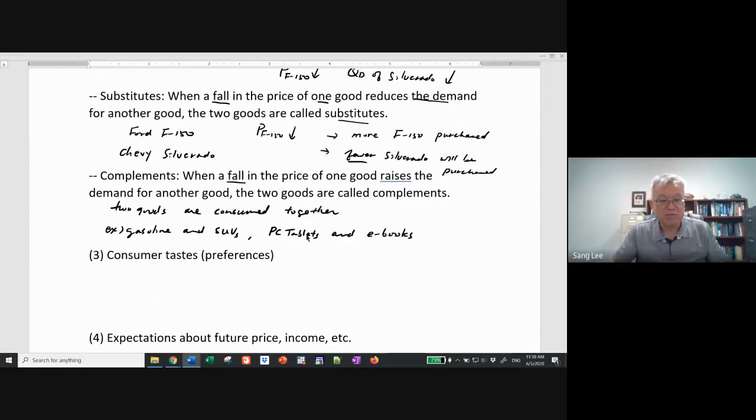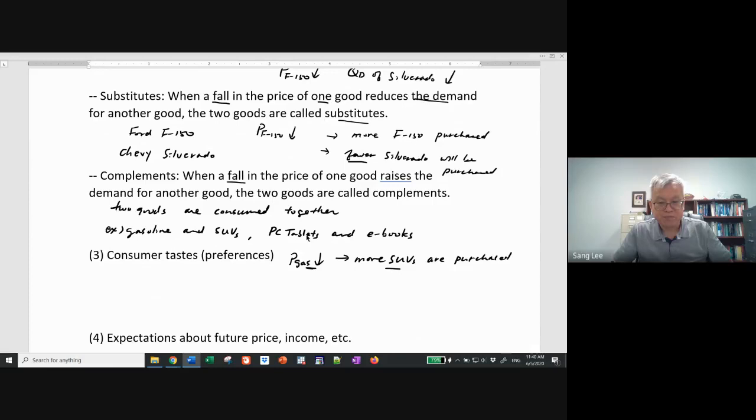So here, for example, the gasoline price is falling. The price of gas is falling. So what happens? Gas guzzlers like SUVs now have a cheaper maintenance cost, so more SUVs are sold or purchased, right? So as the price of one good goes down, it leads to an increase in demand for another.